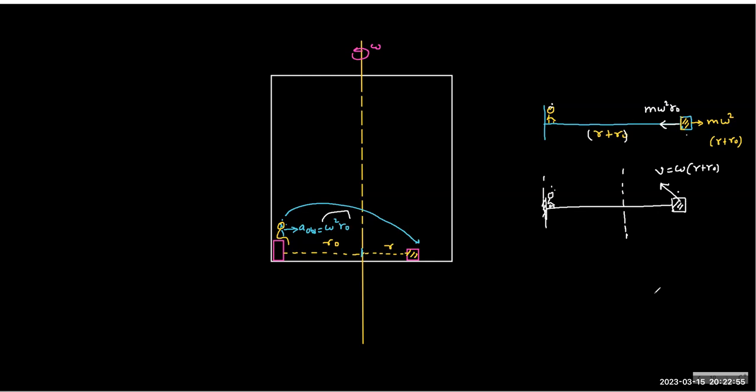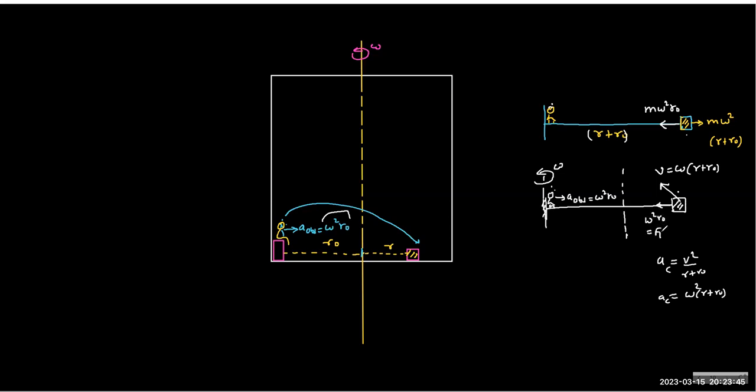This is what he will perceive. Because for him, the block is turning with omega only. And therefore, for him, the acceleration will be v square by R, which will give you exactly the same answer as I said, omega square (R plus R naught). And because of his own acceleration, which he doesn't realize he is also having, omega naught square r naught, which we have to apply like this.